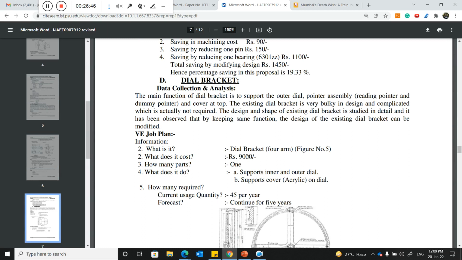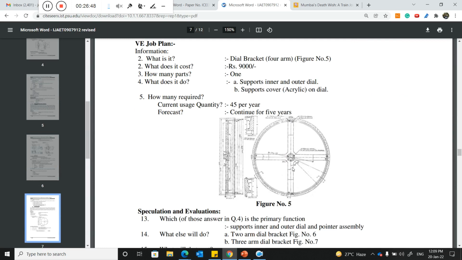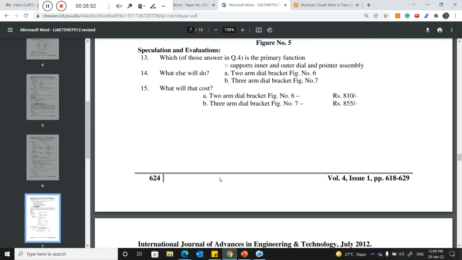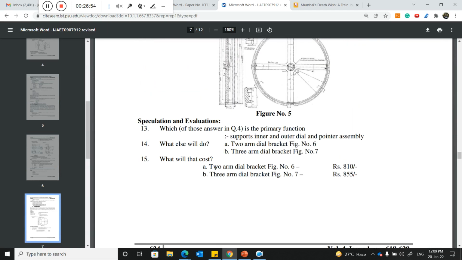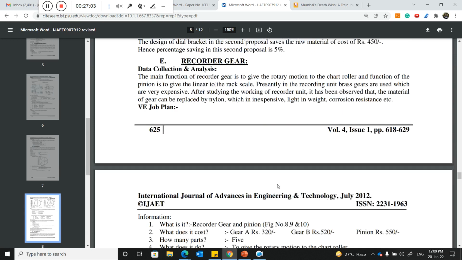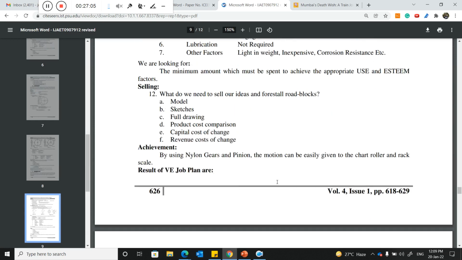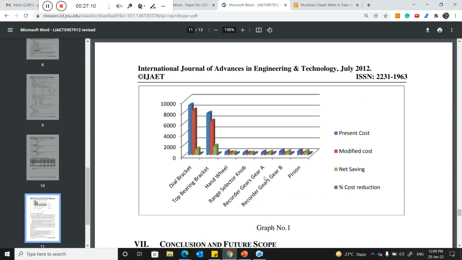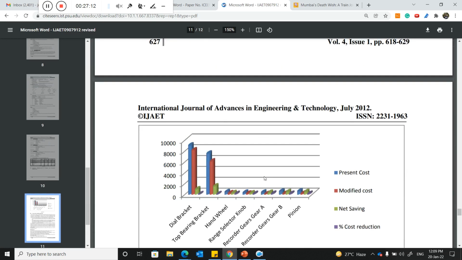For the dial bracket, 9000 is the price. Now they changed it. What is the change here? I will tell you. Just wait. The 2-arm dial bracket is rupees 810, and this is the actual cost, after changing the material and all. So this article I will also share on your classroom. Please go through it and understand the concept in a practical manner. Then only will all this be useful when you go out.